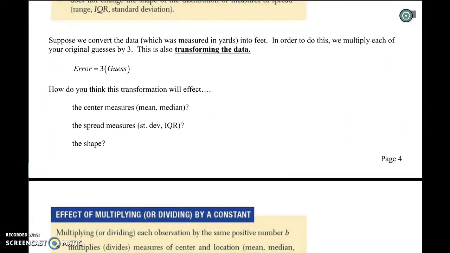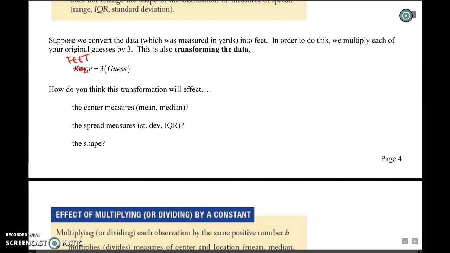Now, suppose we convert the original data, which was in yards, into feet. In order to do this, we simply multiply your original guess by 3. So here's a new variable. We should call this feet or something. A new variable feet, which is 3 times the guess.